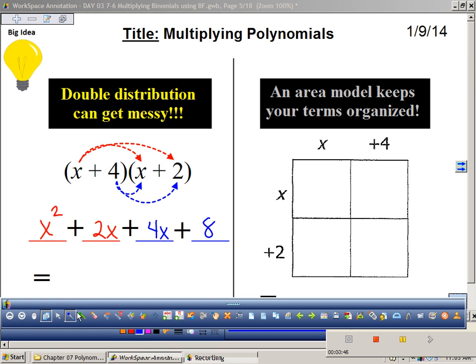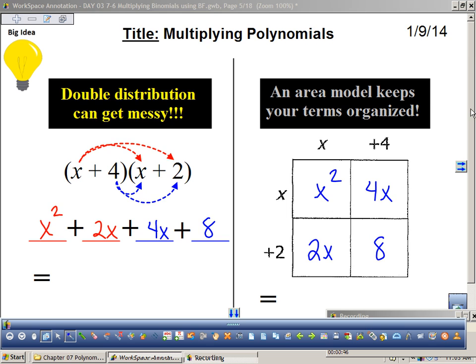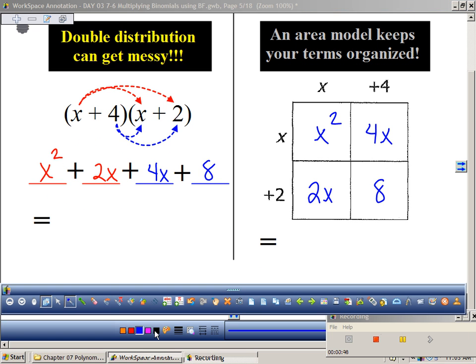I really like the area model because I would much rather see exactly what I need to fill in. That way I don't forget anything. Sometimes you can forget things in here. Correct? I'm going nice and slow, but sometimes you can forget. So x times x is x squared. X times 4 is 4x, just like a multiplication table, right? 2 times x is 2x, and 2 times 4 is 8. All right, everything's filled in. I know that I've got everything that I need.